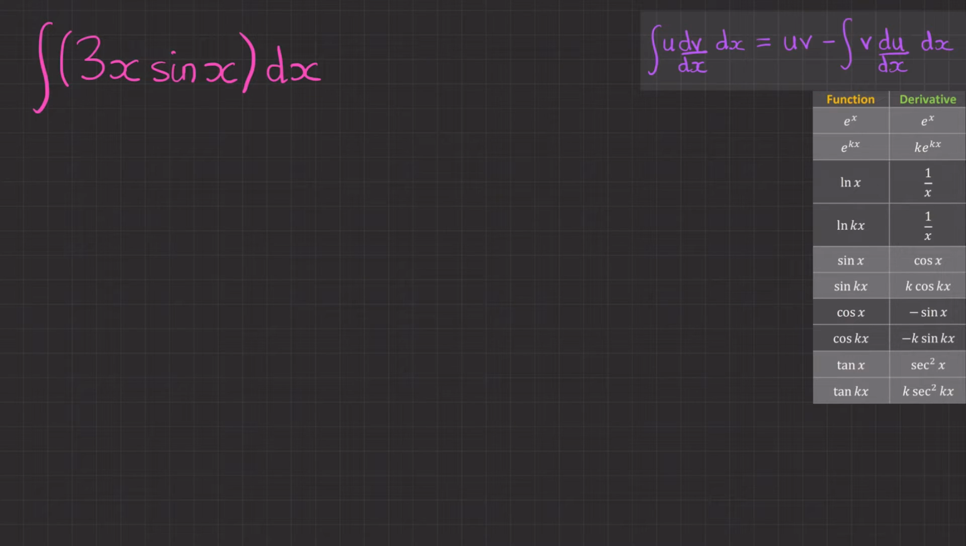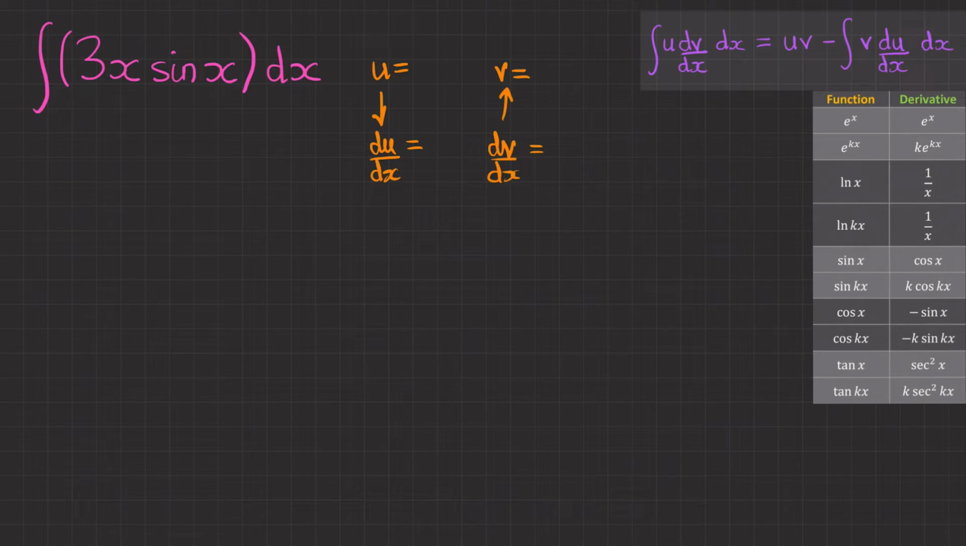In this question we're going to do the same process, so we'll have our u value, which we will differentiate to get our du by dx value, and we'll have our dv by dx value, which we will integrate to get our v value.